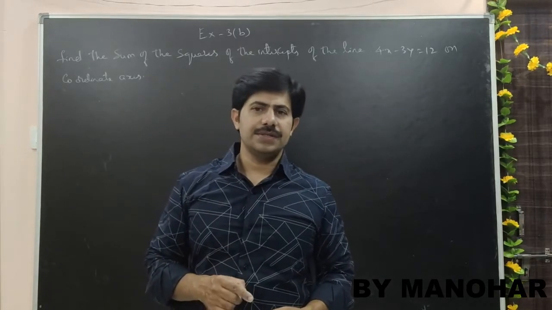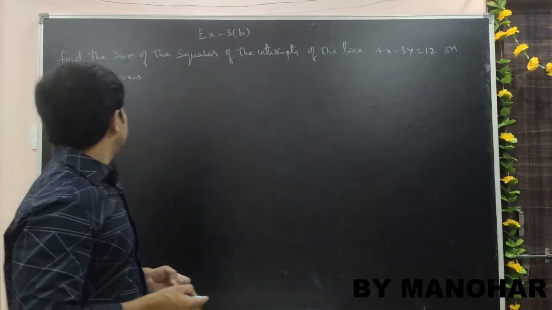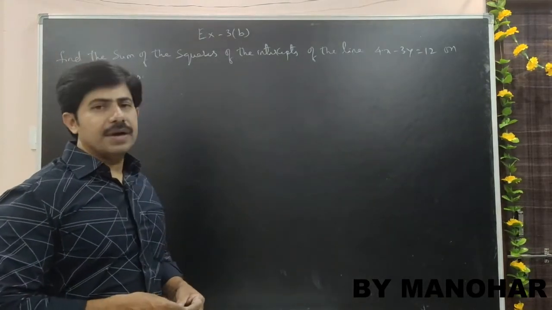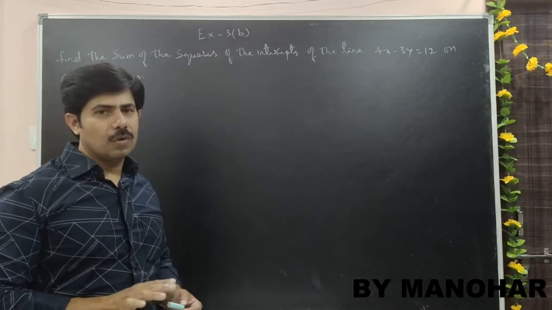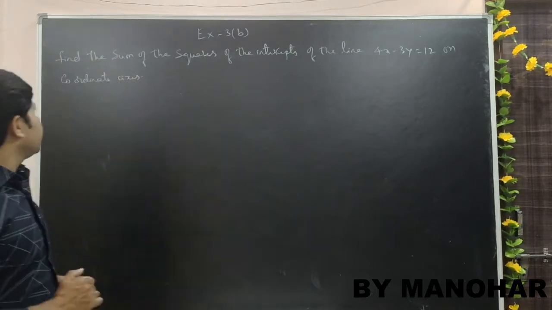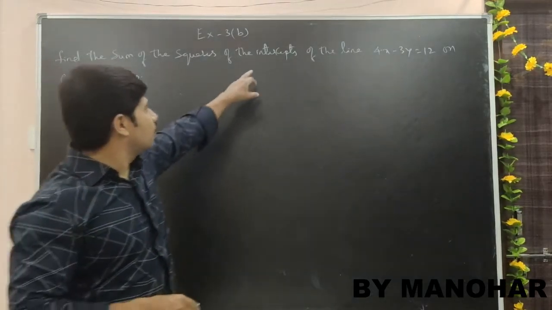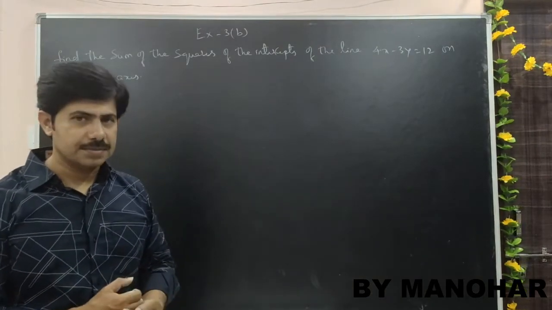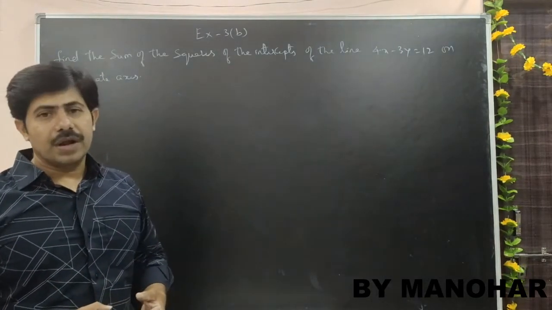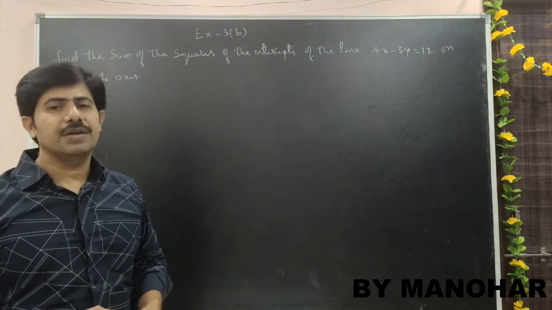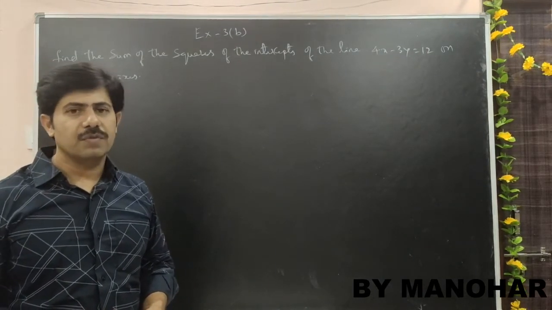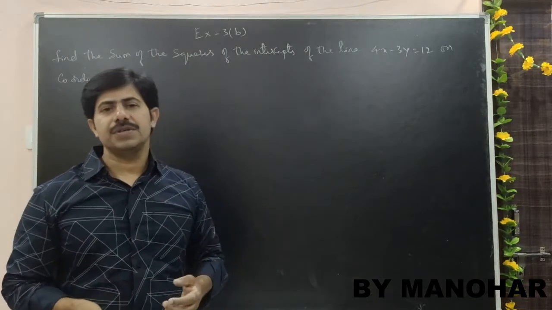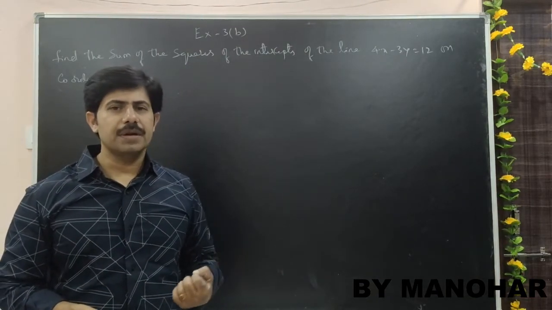Exercise 3b. Next exercise is 3b. Find the sum of the squares of intercepts of the line 4x minus 3y is equal to 12 on the coordinate axes. See, find the sum of the squares of intercepts. So again it is intercepts. That means we have to write the given equation of a line in the form x by a plus y by b is equal to 1. In that, a is the x intercept and b is the y intercept.